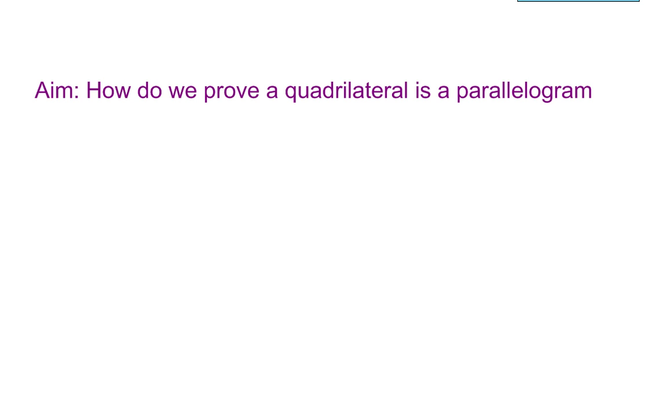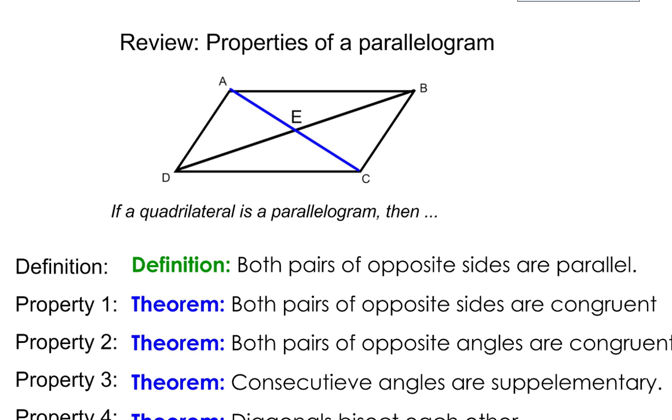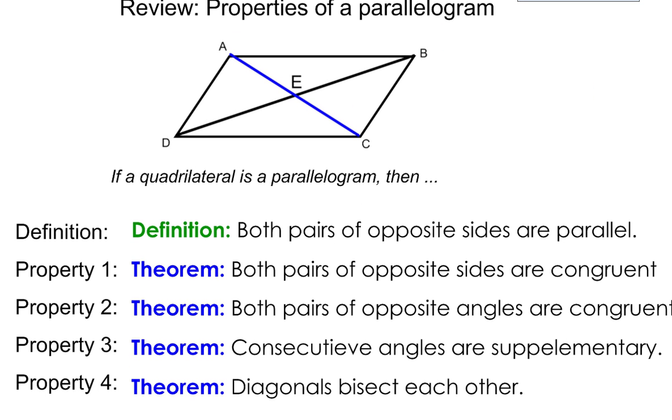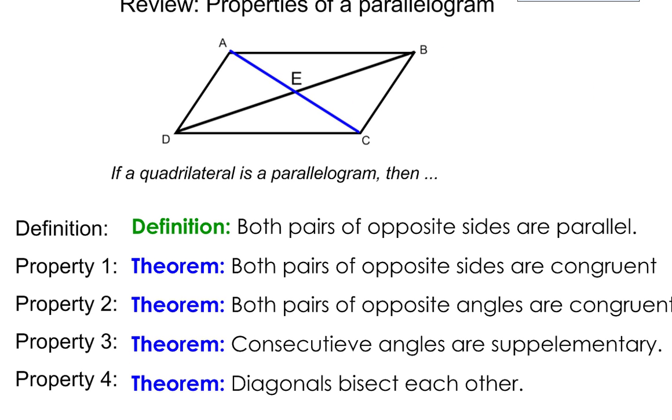Okay, so today's aim is how do we prove a quadrilateral is a parallelogram? Before we begin, let's review what the properties are of a parallelogram. The definition of a parallelogram is a quadrilateral, a four-sided figure where both pairs of opposite sides are parallel. That is the definition. What are some of the properties that we discovered, which are also theorems?